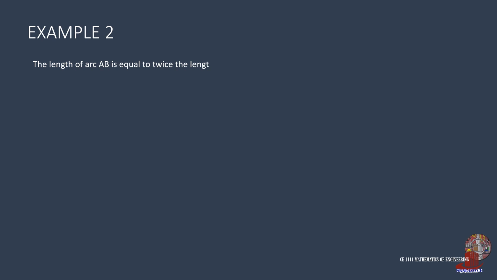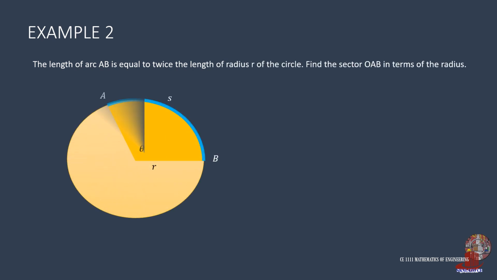The next example has an arc with length AB, which is equal to twice the length of the radius r of a circle. Determine sector OAB in terms of the radius. The first statement can be written as S is equal to 2r. Substitute this into S as r theta, making 2r equal to r theta. With r observed in both sides, we can cancel this out, making theta equal to 2.